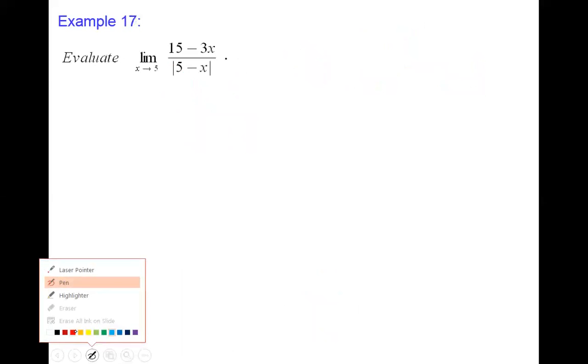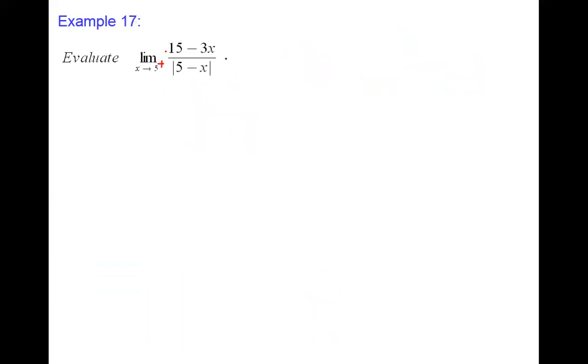Okay, let's try this one. Also, I can maybe add the side, x goes to 5 from the right-hand side, 15 minus 3x over the absolute value of x minus 5. Okay, that means now the same thing. It's 0 over 0. That means I have to factor, x goes to 5 from the right-hand side.